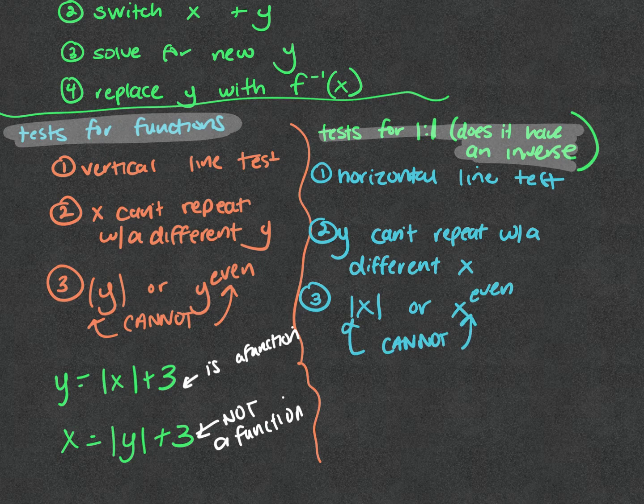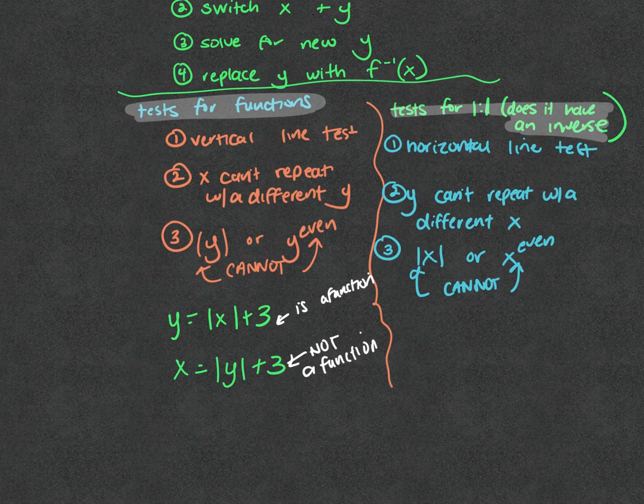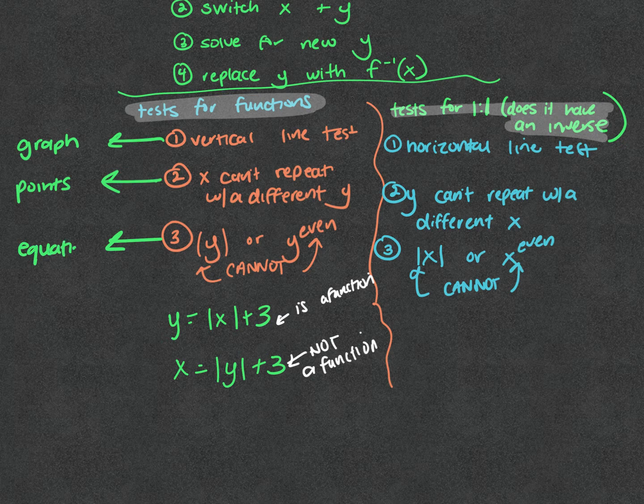Right, depending on the information you get. So if you get a graph, it's the first one. So this one's from a graph. If you're given points, it's the second test. If you're given an equation, it's the third test. So you should be able to figure that out from any of those three pieces of information.